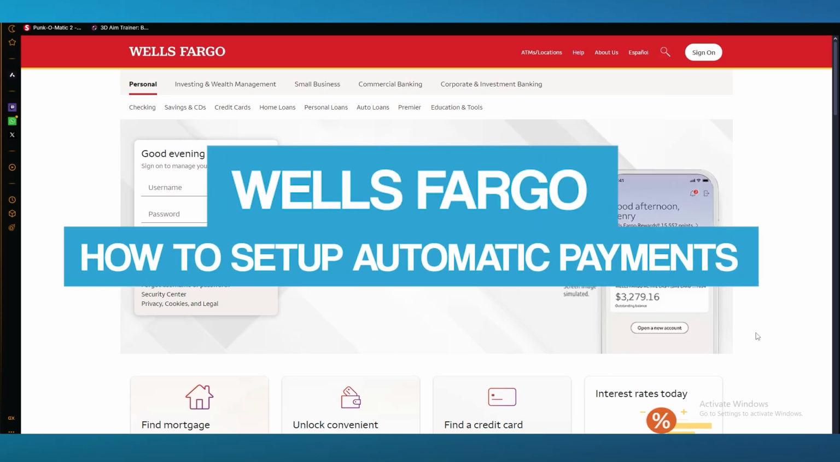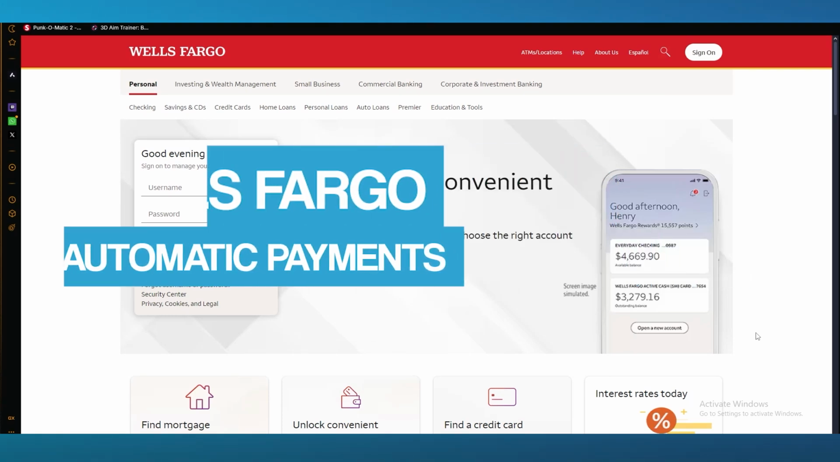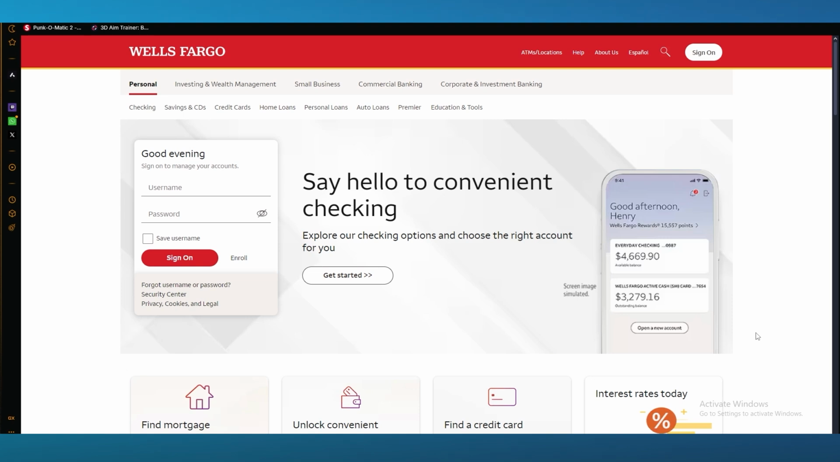Wells Fargo, how to set up automatic payments. In this video, we're going to be talking about Wells Fargo and how you're going to use this incredible platform for yourself in the easiest and simplest way.